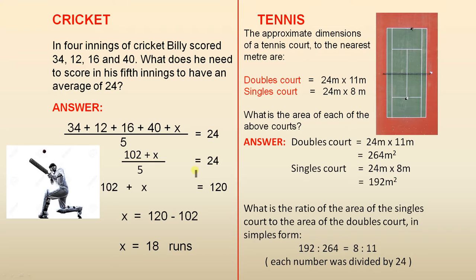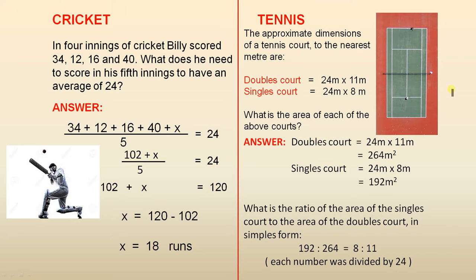Multiply both sides by 5. 102 plus x equals 120. Subtract 102 from both sides, so x is 120 minus 102, so x is 18 runs. So Billy has to score 18 runs in the 5th innings to have an average of 24.